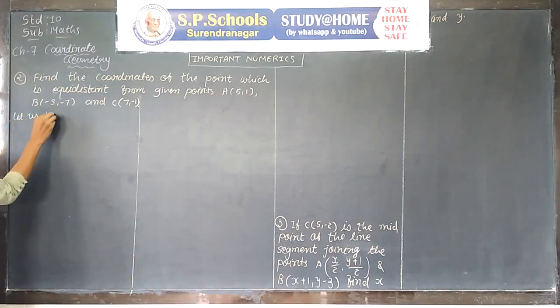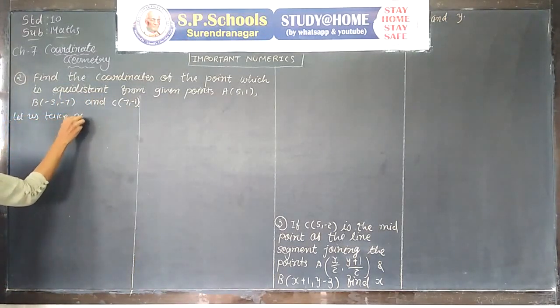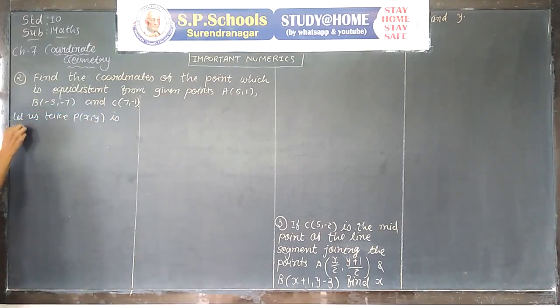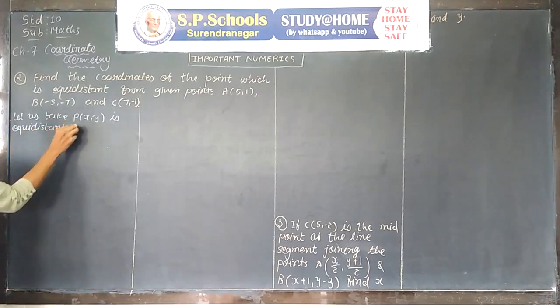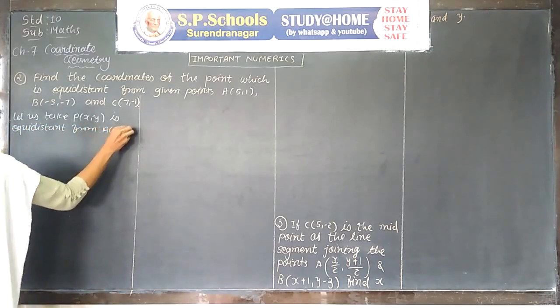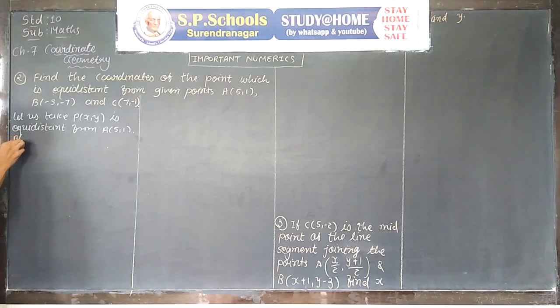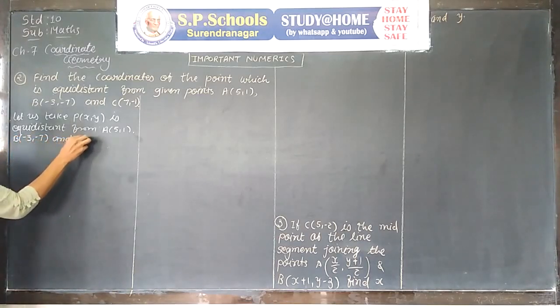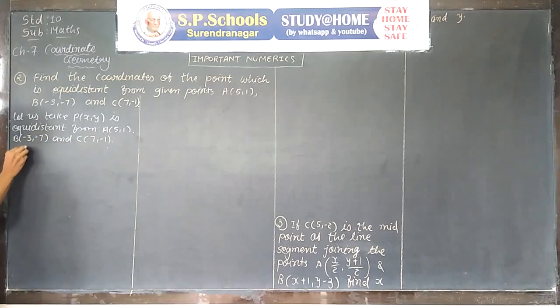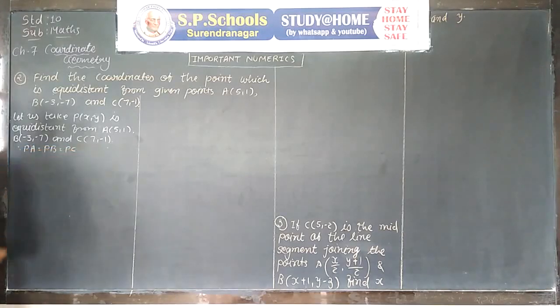Let us take P (x, y) equidistant from A (5, 1), B (-3, -7) and C (7, -1). That's why PA is equal to PB is equal to PC.